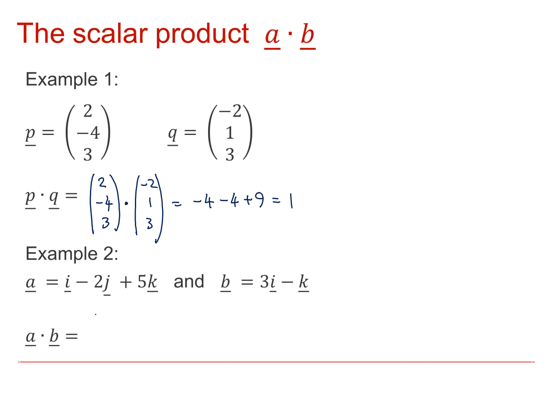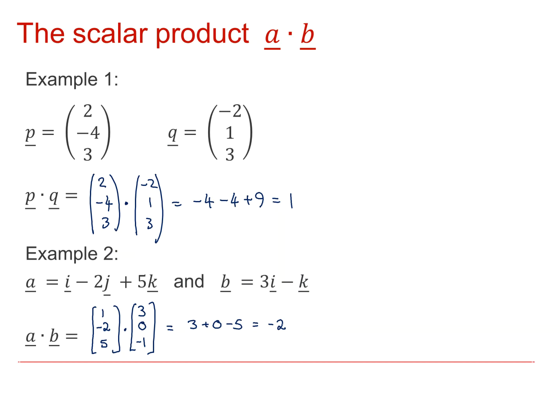If you have vectors which are written in ijk form, you may well find it easier to write them as column vectors before doing the dot multiplication. So, taking care of the second one, that's 3i, no j's, and minus 1k. And that for the dot product gives us 1 times 3 is 3, minus 2 times 0 is 0, and 5 times minus 1 is minus 5, giving us minus 2.